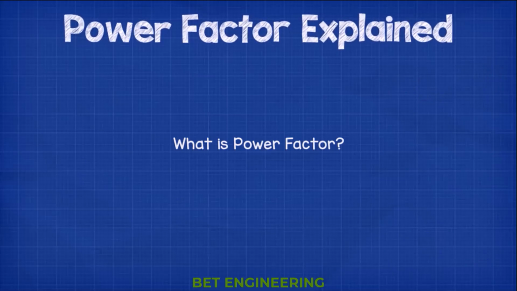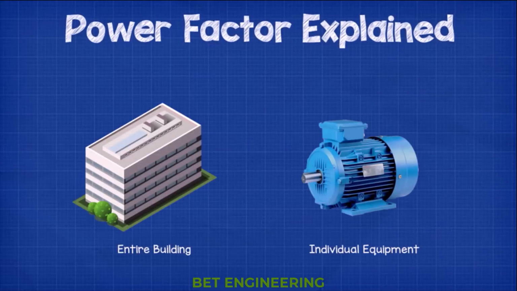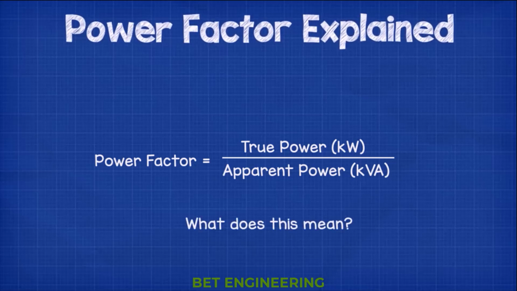So what is power factor? Power factor is a unitless number for a motor or for the electricity consumption of an entire building. In either case, it represents the ratio between true power and apparent power, the formula being PF equals kW divided by kVA. So what does that mean?